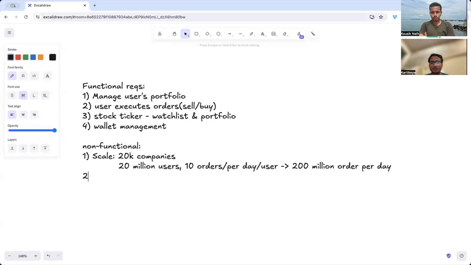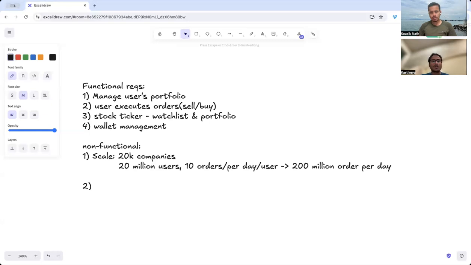Okay. So this is a good enough scale, I think. So let's go ahead. What would be the QPS? I think there are two kinds of QPS that we have to think about.